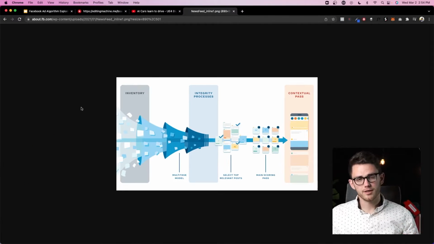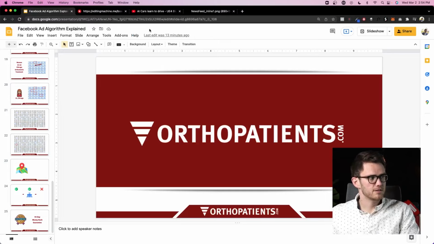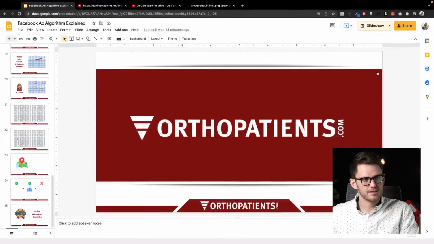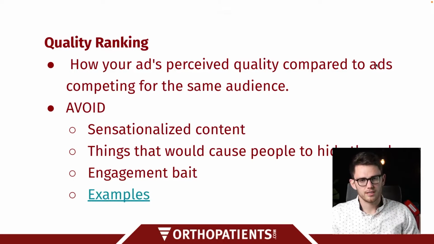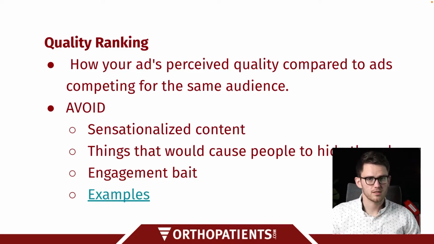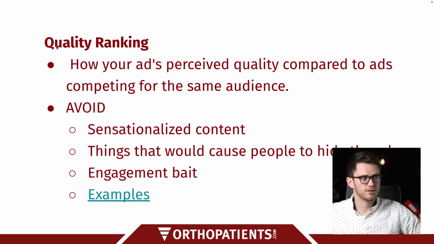All right, now with that said, let's jump to some slides I made. I don't want to bore you, but this is really important that you understand before we actually go make some ads. So let's come into Facebook ad algorithm, explain these slides that I made for my marketing agency. And I'm going to show you the 3 criteria that Facebook uses to rank your ads and put them on people's feeds. So the first one is quality ranking.